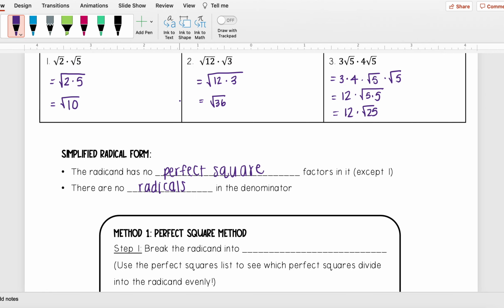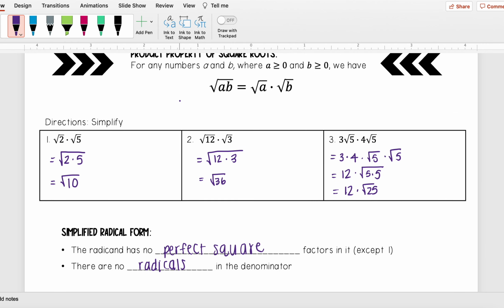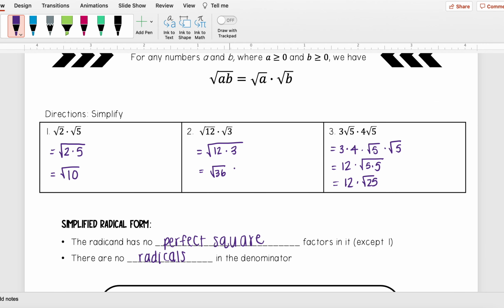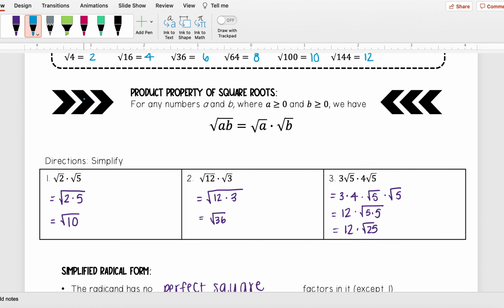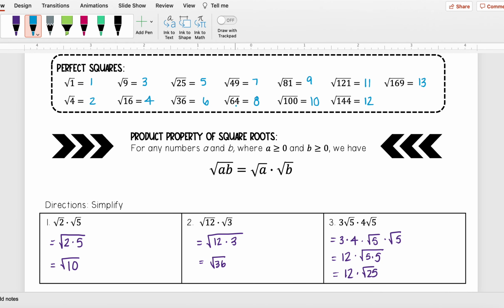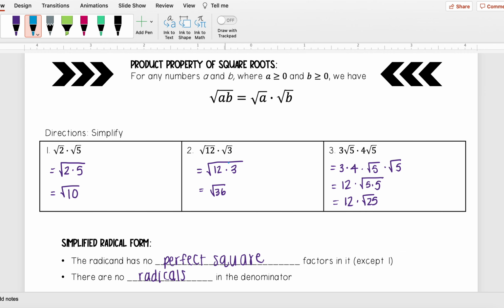So for instance, if I was looking back up here, I would see that the square root of 36 and the square root of 25 are not in simplified radical form. And that's because when we come back up here, I see that 25 and 36 are both perfect squares. That 36, I can rewrite as 6 times 6. And so I have a grouping there. So that means that the square root of this is just going to be 6.